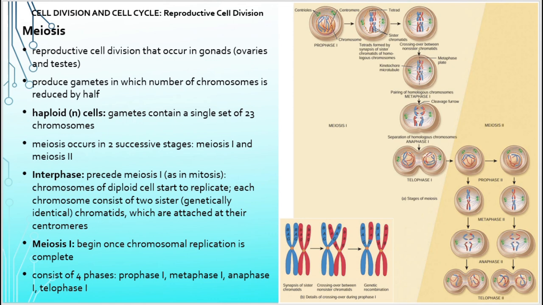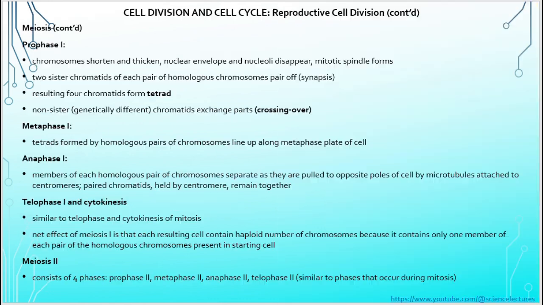Meiosis 1, which begins once chromosomal replication is complete, consists of 4 phases: prophase 1, metaphase 1, anaphase 1, and telophase 1. Prophase 1 is an extended phase in which the chromosomes shorten and thicken. The nuclear envelope and nuclei disappear, and the mitotic spindle forms. Two events that are not seen in mitotic prophase occur during prophase 1 of meiosis.